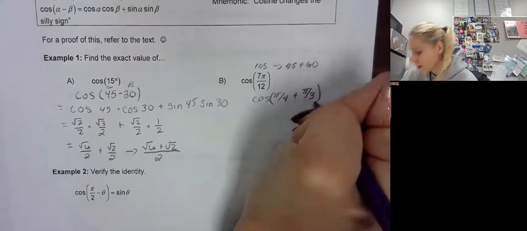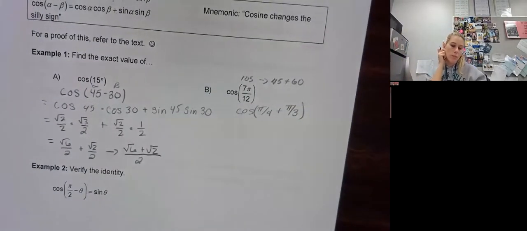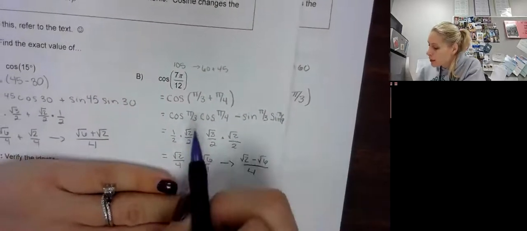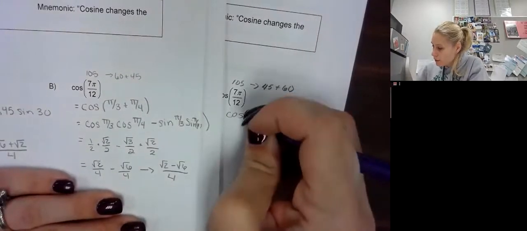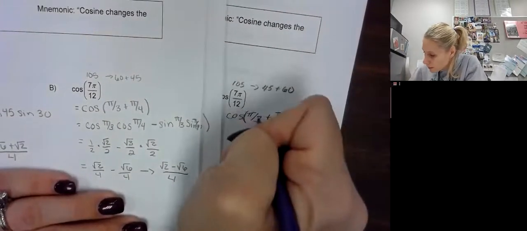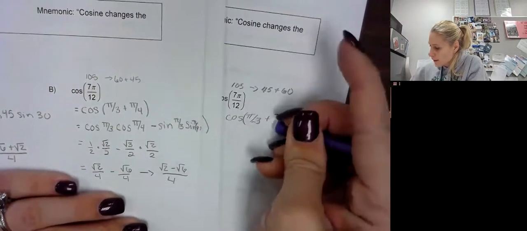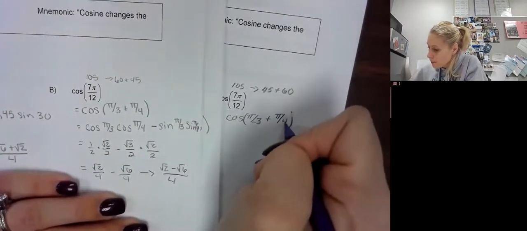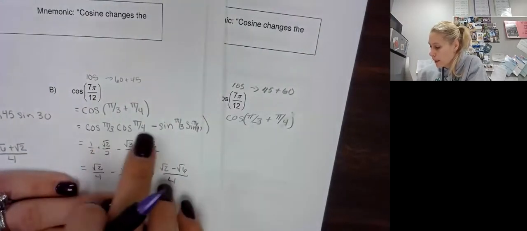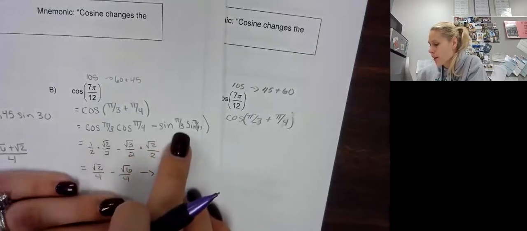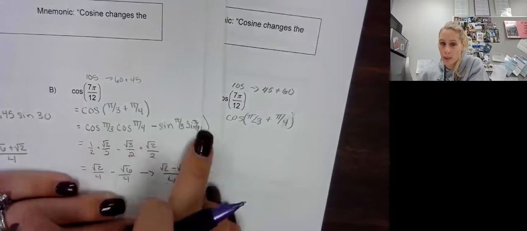plus pi over 3. Okay, and now I can use my identity here, and instead of me writing it all out, I'm going to show you. Okay, so I get cosine of pi over, oh, and I switched these, sorry guys. You could do it either way you want. It comes out to the same thing. It's up to you. But as you can see, cosine pi over 3 times cosine pi over 4, so alpha beta, minus sine pi over 3 times sine pi over 4, alpha beta.